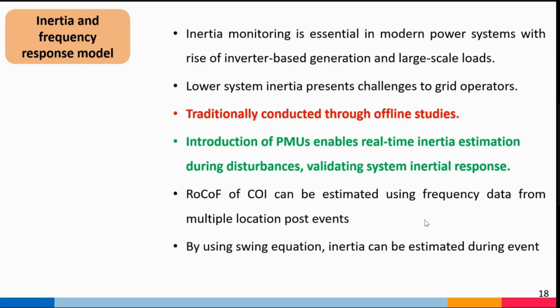Then you will be able to use the power swing equation, because at the initial frequency drop the impact of the governor will not have started, and the impact of load will also not be that much, because the fall in frequency is very small. So what you get at that point in time is the combined response of the generators and the loads which are contributing to inertia. By utilizing that initial rate of change of frequency, using the swing equation, we can evaluate the inertia of the entire power system.